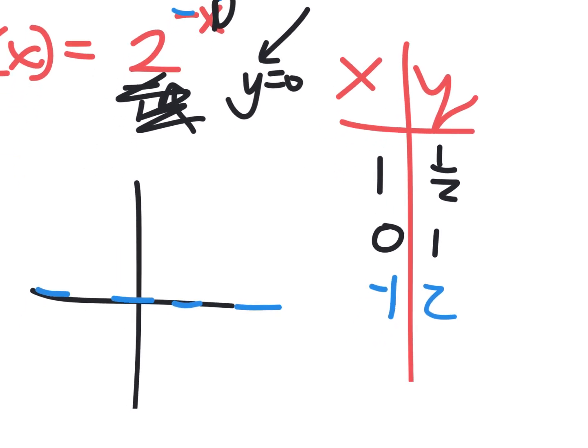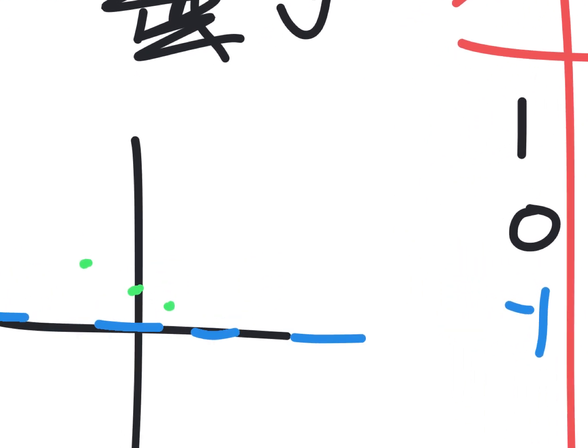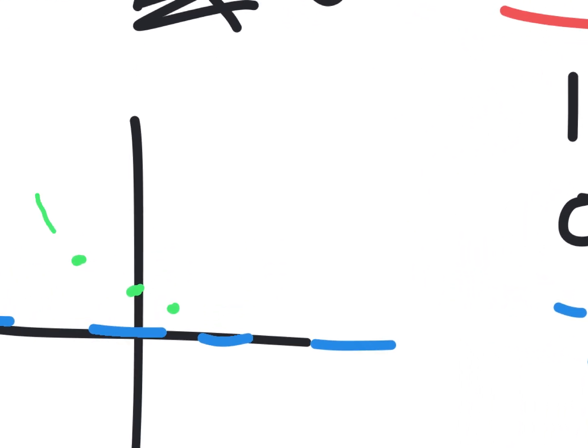Now I'm going to graph these 3 points. Negative 1, 2, 0, 1, 1, 1/2. I know those look pretty straight, but you know it's supposed to be a curve. There you go. Any questions on that? All right.